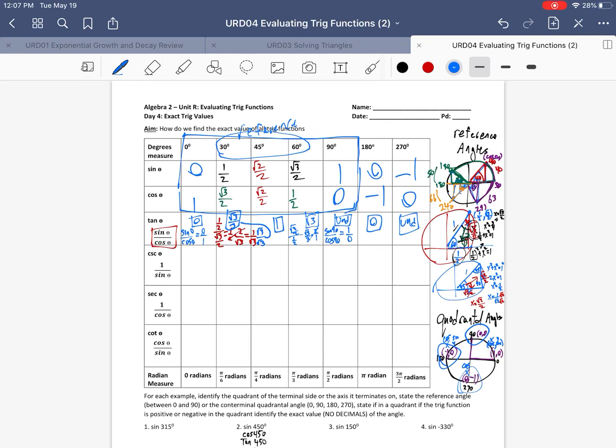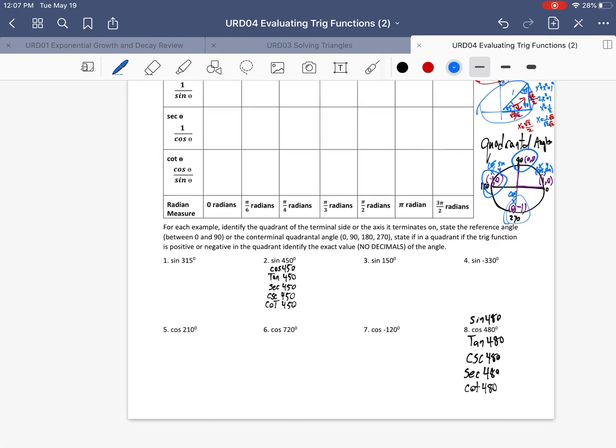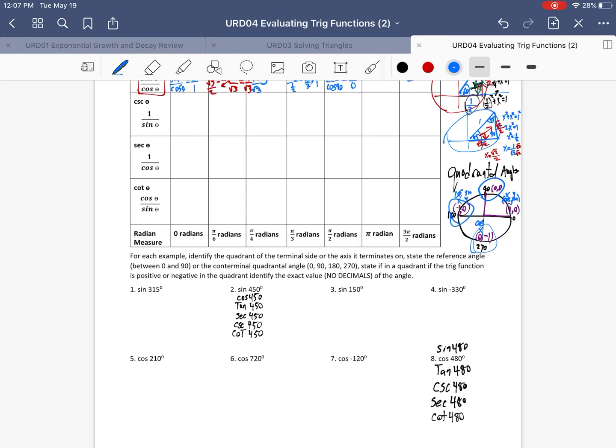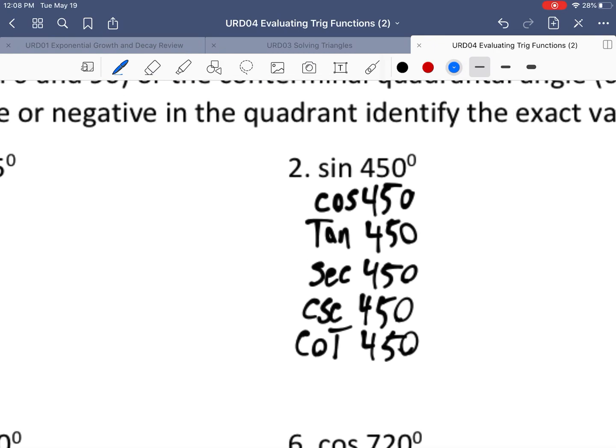So the quadrantal angles will be anything that ends on an endpoint rather than forms a triangle. So let's take a look at the examples down below.